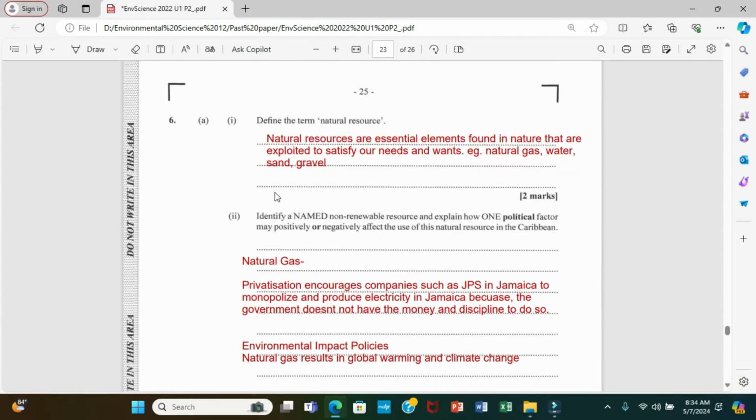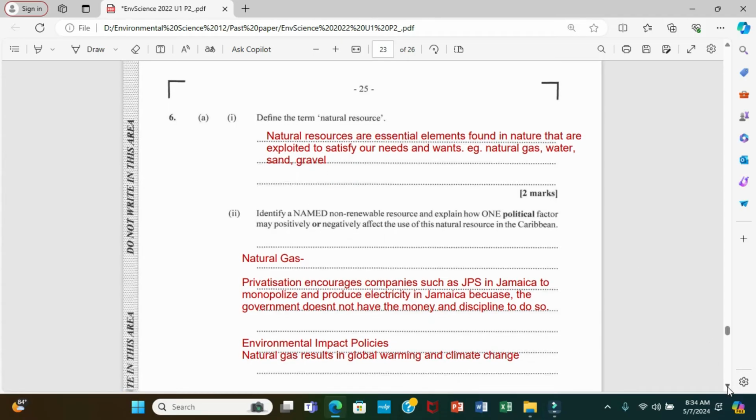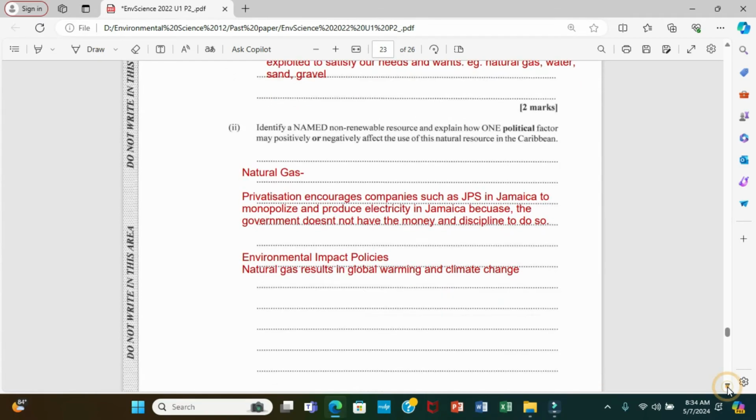All right. Question 6a says define the term natural resources. Natural resources are essential elements found in nature that are exploited to satisfy our needs and wants. Example: natural gas, water, sand, and gravel. So anything that we use, any substance we use for our purposes, those are natural resources. And they normally exist in nature.